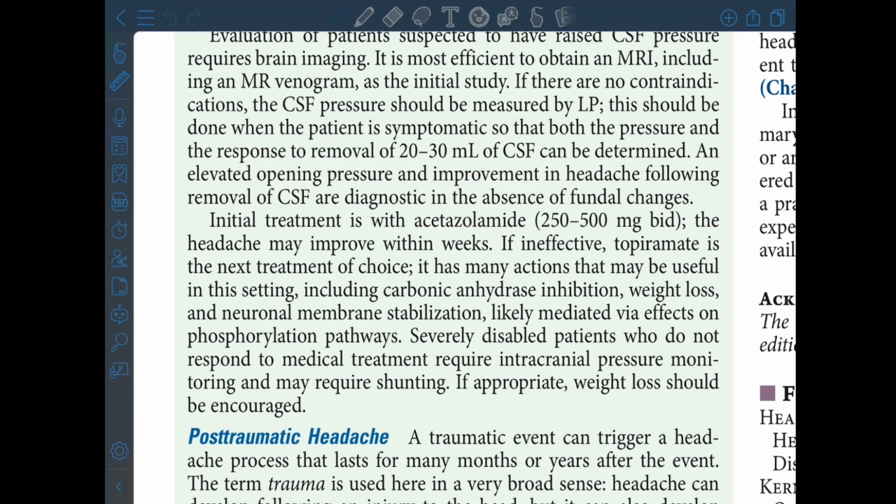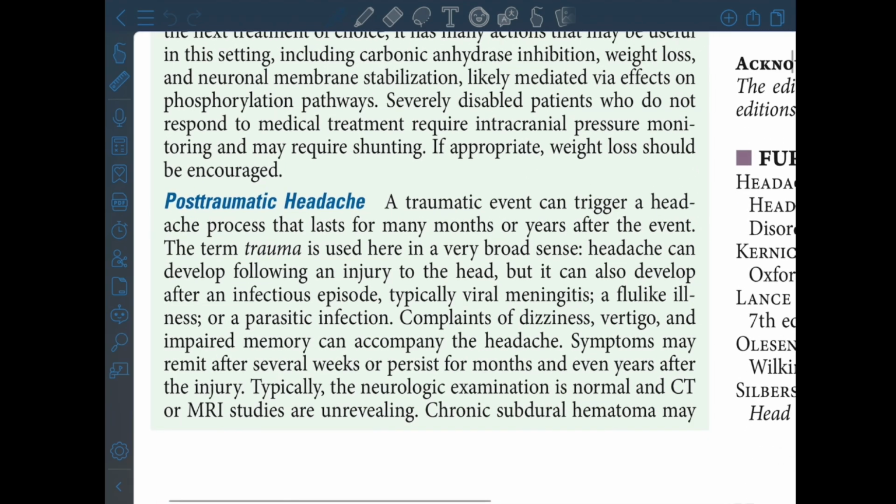The headache may improve within weeks. If ineffective, topiramate is the next treatment of choice. It has many actions that may be useful in this setting, including carbonic anhydrase inhibition, weight loss, and neuronal membrane stabilization, likely mediated via effects on phosphorylation pathways. Severely disabled patients who do not respond to medical treatment require intracranial pressure monitoring and may require shunting. If appropriate, weight loss should be encouraged.